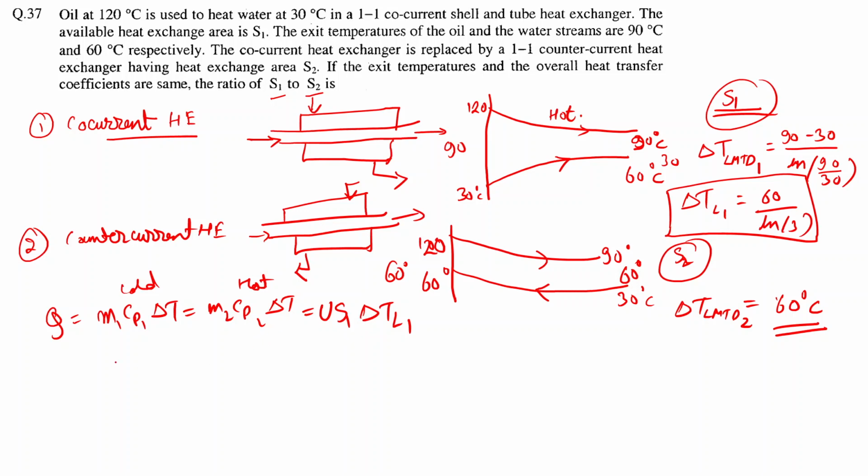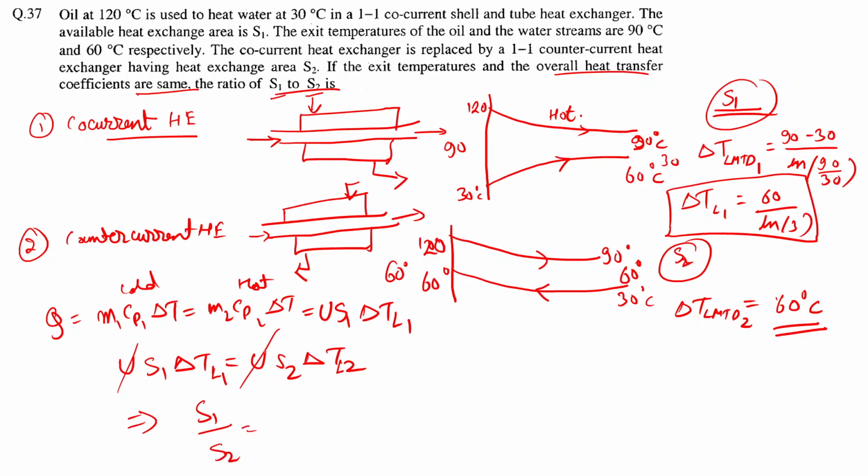So from that we can write U S1 delta T L1 is equal to U S2 delta T L2, where delta T L1 and delta T L2 are the log mean temperature differences. The overall heat transfer coefficient we have also been given as the same, so U will remain the same. So from this we can find the ratio of S1 upon S2 that is required in the question. S1 upon S2 is delta T L2 upon delta T L1.